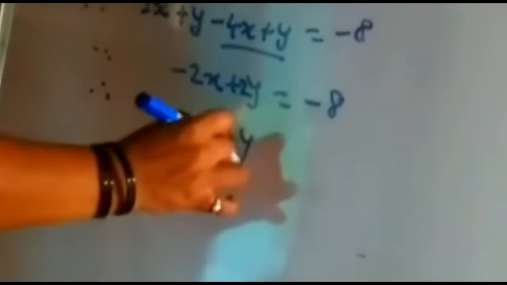Sorry, here we write down the 2y, and from this we can take 2 common. Minus x plus y is equal to minus 4. This is equation number 1.